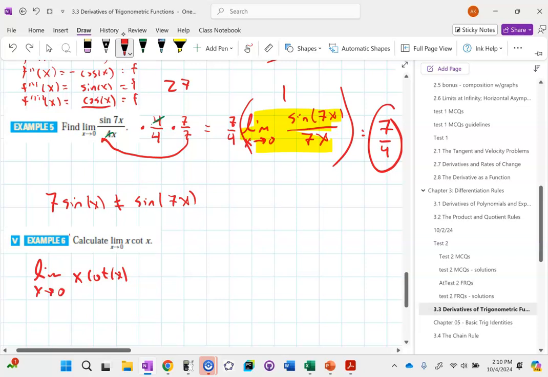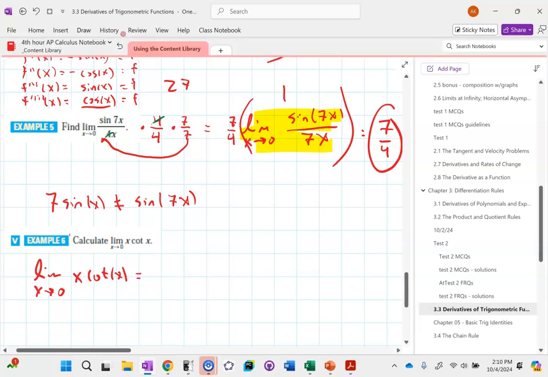Okay. x cotangent x. If I try to do direct substitution, I get 0 times infinity. Uh-oh, that's one of those indeterminate forms. What I'm going to try to do is get to that same identity. I want to look for a sine theta or sine theta over theta. So cotangent, I remember, is cosine over sine. Everybody's okay there?